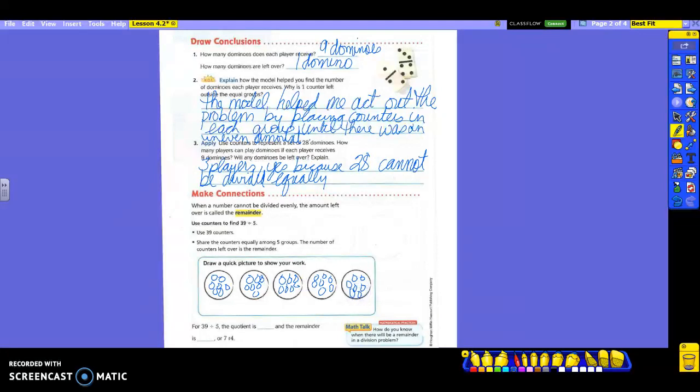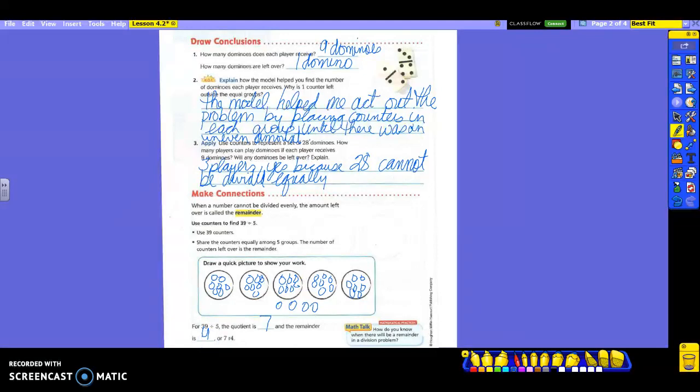Now, did they fit equally or did we have a remainder? All right, what was our remainder? 4. So you can just put them down here somewhere outside of your groups. So, for 39 divided by 5, the quotient would be what? Remember, this is our answer. So, what was in each group, Morgan? 7. And the remainder is 4.